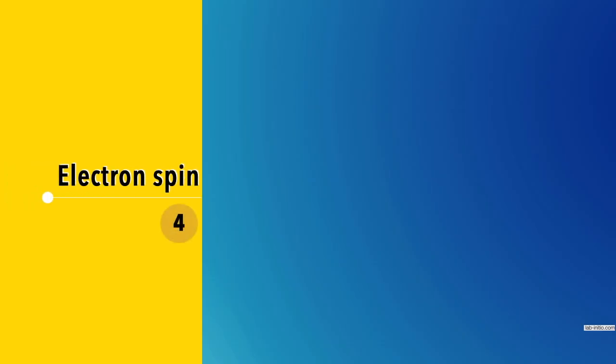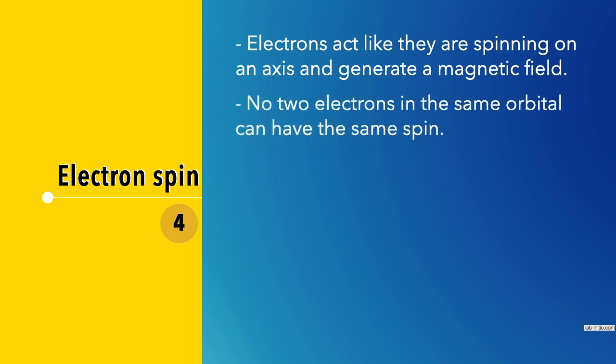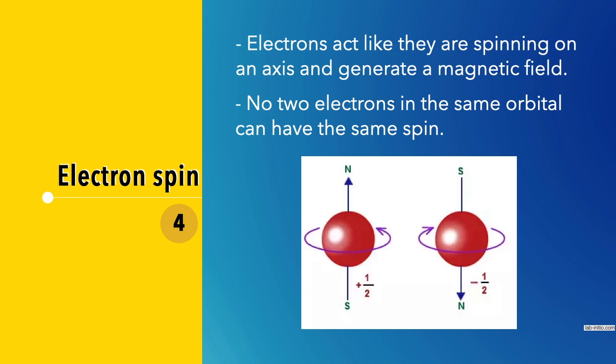Okay, finally, we have the electron spin. So, electrons act like they are spinning on an axis and generate a magnetic field. Kasi 'di ba, as they spin, they generate a magnetic field. Pero dapat opposite ang kanilang spin, yung isa counterclockwise and the other is clockwise, para sila ay mag-cause ng attractive force at makapag-stay sila sa isang orbital. So, no two electrons in the same orbital can have the same spin.